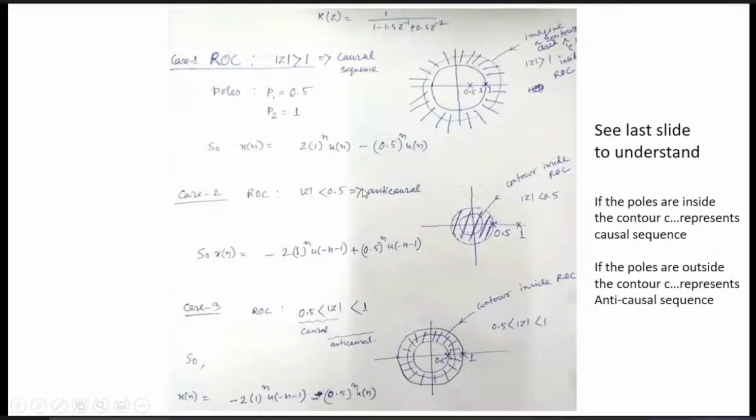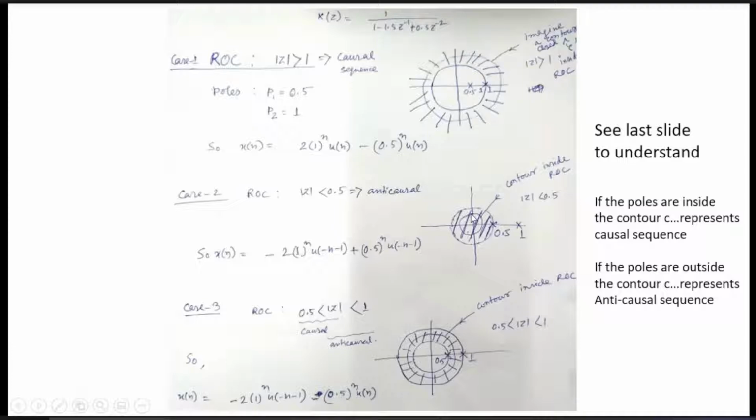Now the second case is mod z less than 0.5. This is the ROC. Since it shows the interior of a circle less than some value, that means the ROC is a circle of radius 0.5. We have shaded this region. Now imagine that this shaded region is not touching that 0.5 point.